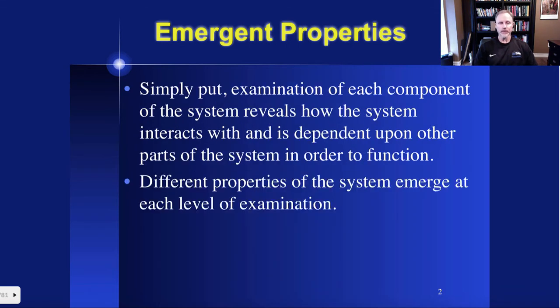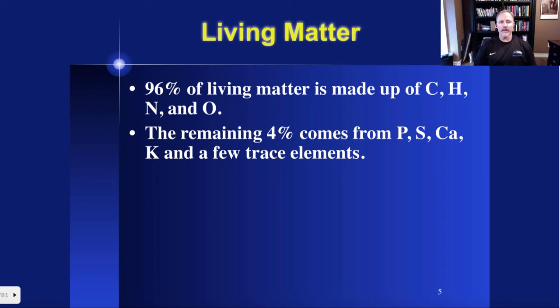All right, so now, as far as living matter goes, living matter is made up of carbon, hydrogen, oxygen, and nitrogen. That's the bulk of the living matter. That's about 96% of it. And then we said in class the remaining 4%, generally speaking, is phosphorus, sulfur, calcium, and potassium.